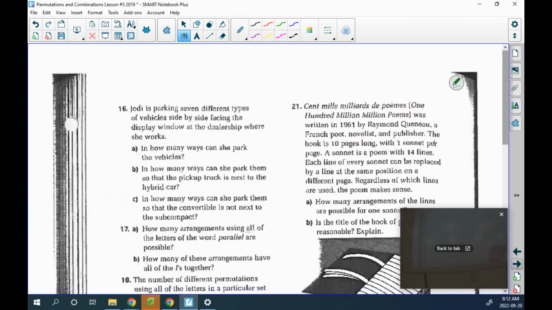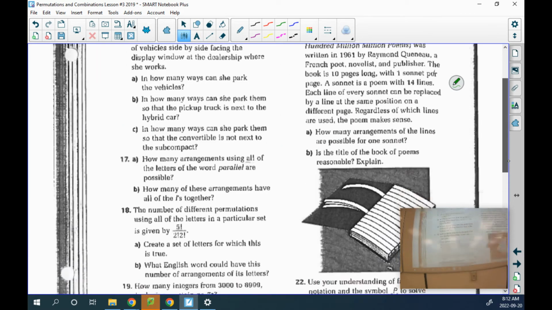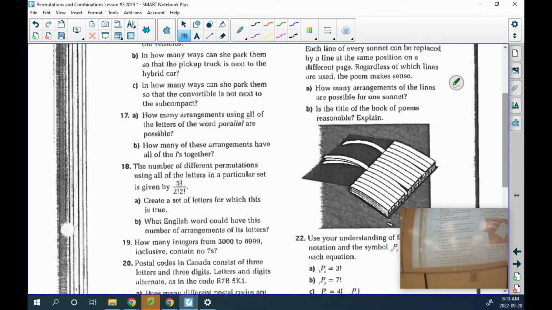526, we'll take a look at that. Okay, so let's take a look at number 17 here. How many arrangements using all the letters of the word parallel are there possible? Well, we have 1, 2, 3, 4, 5, 6, 7, 8 letters.